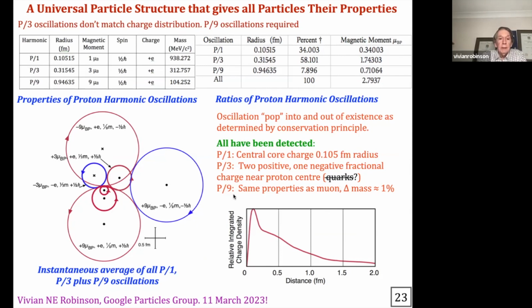And the p/9, well, yes, as I'll show you later on, it's got almost exactly the same properties as a muon. The only difference is that in the proton, it's bound, so its mass is just a little bit less than when it's free.